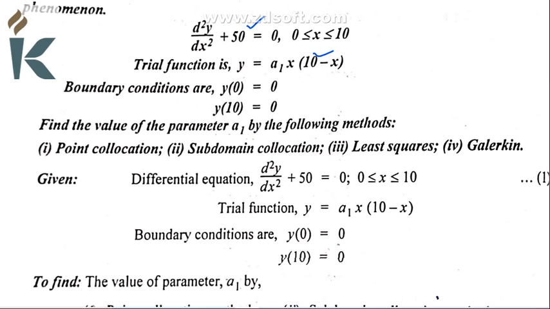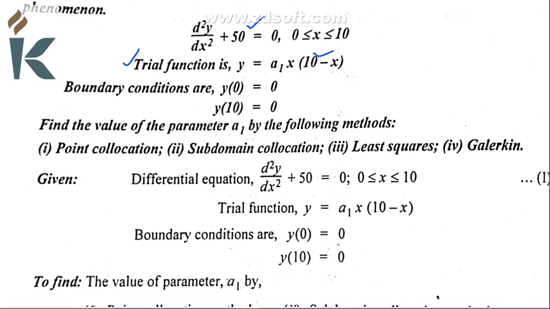If the trial function is not given in the sum, you have to assume the trial function. How you have to assume it: the boundary conditions should be satisfied by the trial function. That type of trial function only you have to choose for solving any physical problem. The trial function compulsorily should satisfy the boundary conditions. But in this sum, the trial function is already given.